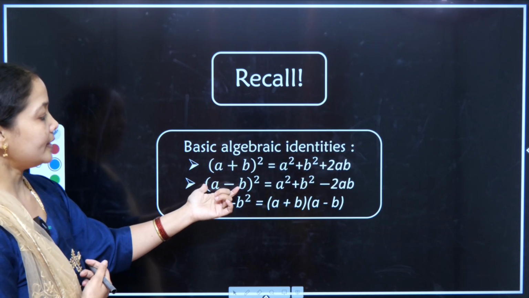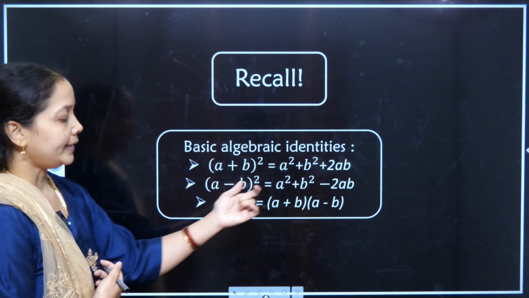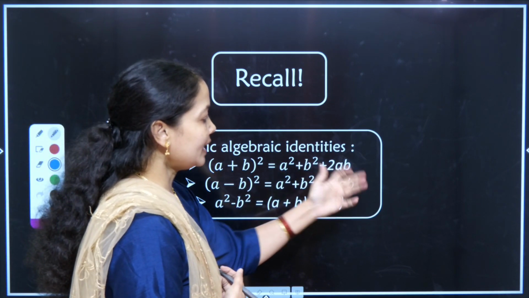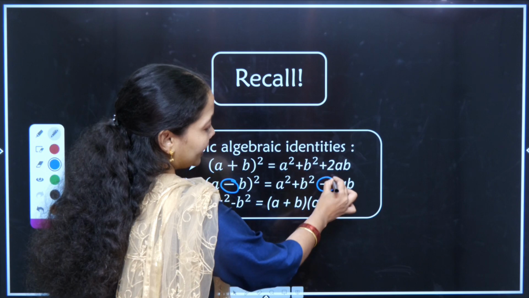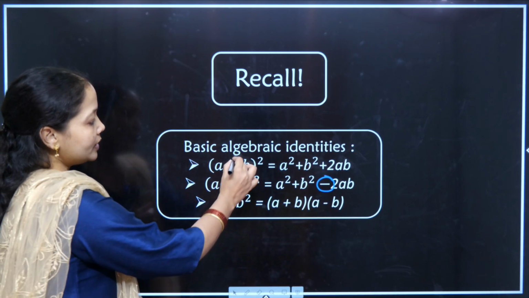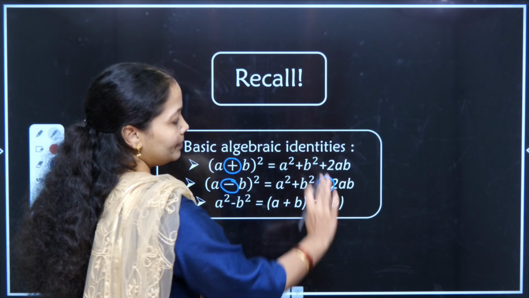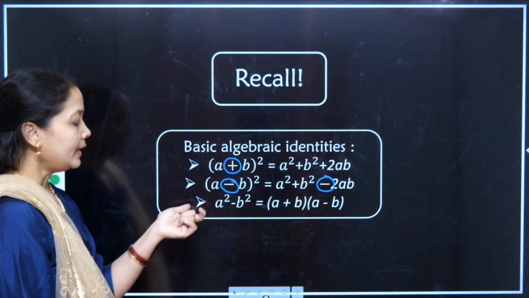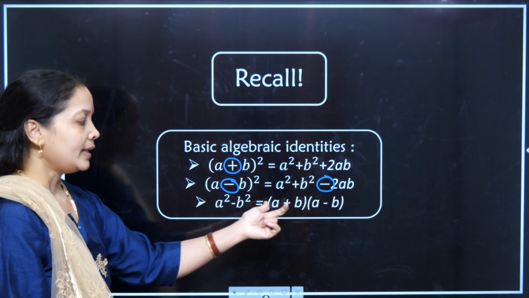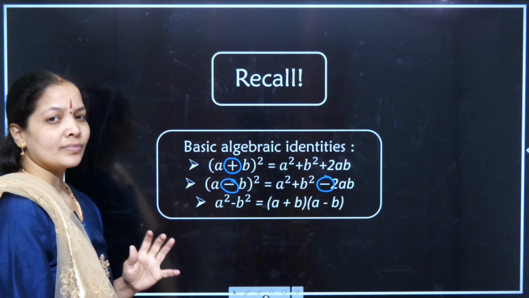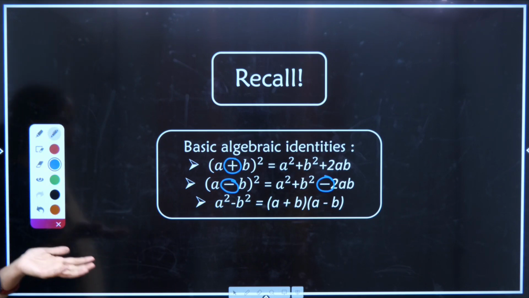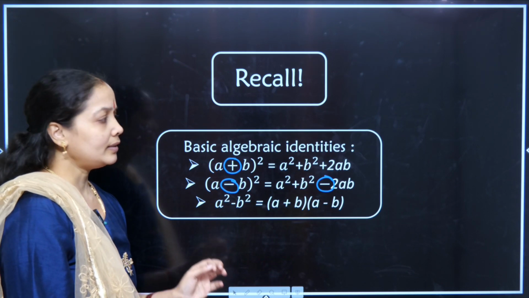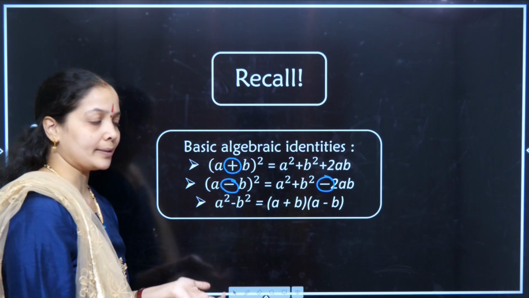The second identity is a minus b whole square, a square plus b square minus 2ab. If we have a negative sign here, the 2ab will be negative. If we have a positive sign here, each term will be operated with a positive sign. a square minus b square is a plus b into a minus b. The most basic three identities are expressed on the board. You can quickly write it down. Simple one, easiest one, useful one.